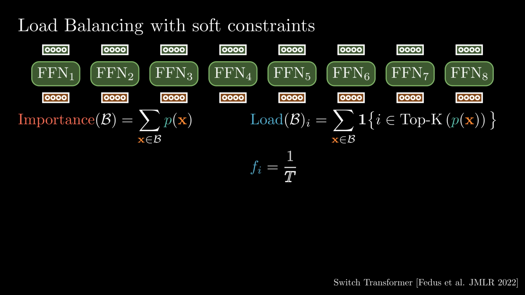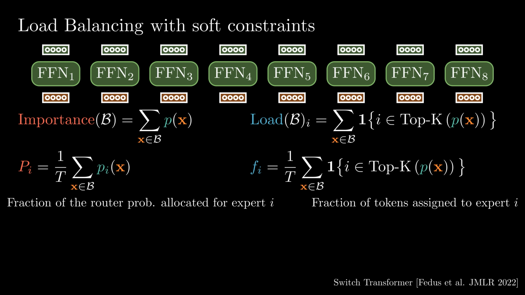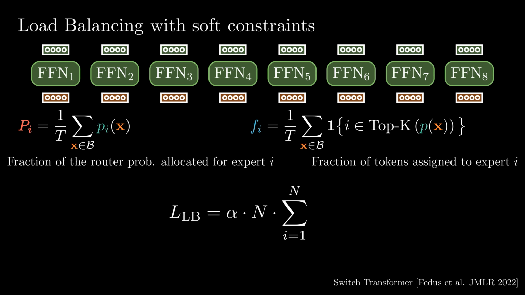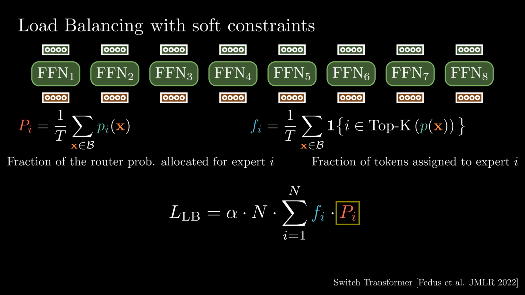First, we compute the fraction of tokens assigned to expert i. Second, we compute the fraction of router probabilities allocated for expert i. We can combine these 2 measurements together as a single load balancing loss. As we mentioned previously, the fraction of tokens assigned to each expert is a discrete, non-differentiable quantity. Therefore, we cannot apply backpropagation through this. But we can use this quantity to weigh the average token importance Pi. This loss is differentiable with respect to Pi and can be easily integrated into training.